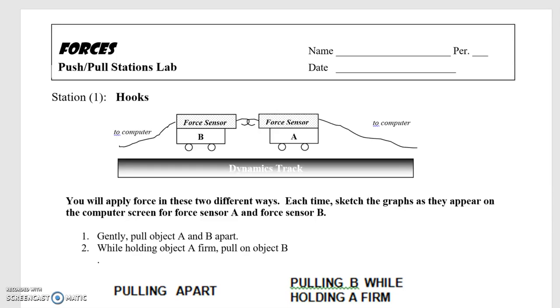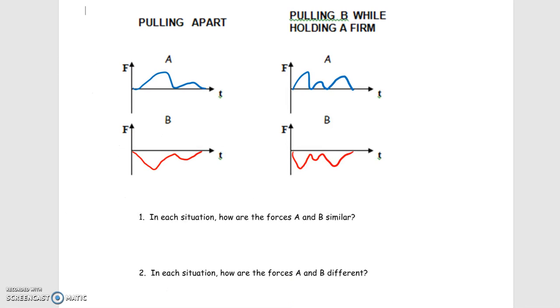Let's think about the results of the lab from yesterday, Wednesday, with the push-pull stations lab. We saw all the information and the students answered the questions on each piece of paper, but we didn't get a chance to wrap up. Do that now. In all three cases, whether it was hooks being pulled, rubber stoppers being pushed together, or magnets being pushed together without contact, this pattern emerged that there was a mirror image between the force versus time graphs for object A and object B.